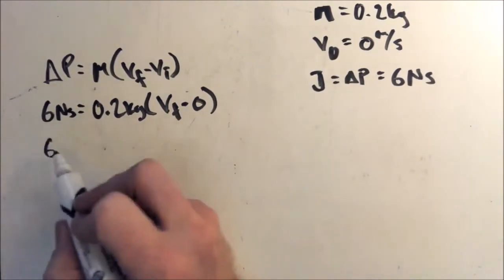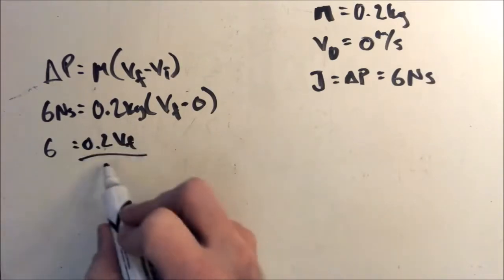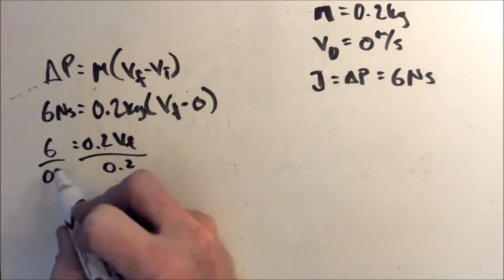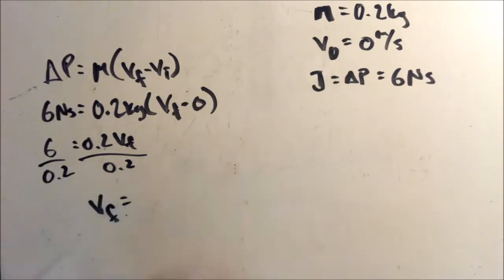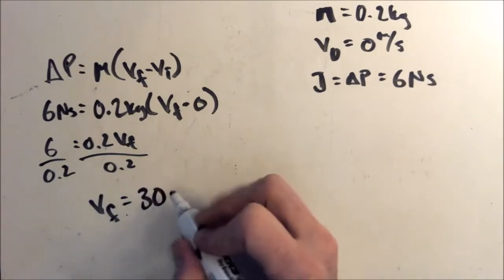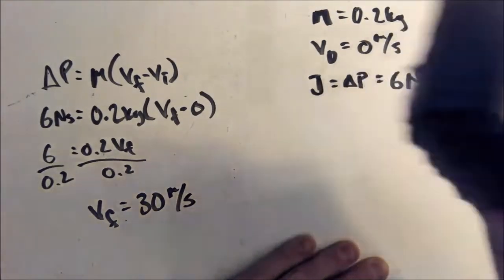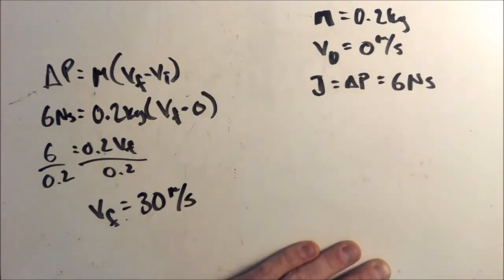Okay, so we have 6 equals 0.2 Vf. Divide both sides by 0.2. And our Vf is equal to 6 divided by 1/5, or 6 times 5, 30 meters per second. I should have gotten out my calculator earlier on. Oh well, we'll figure it out. Okay, so right there we go. That's the answer to number 2.